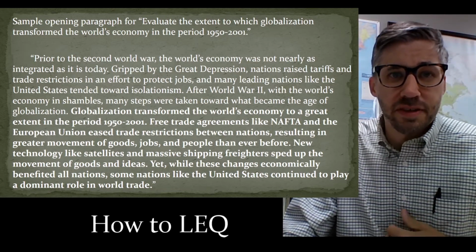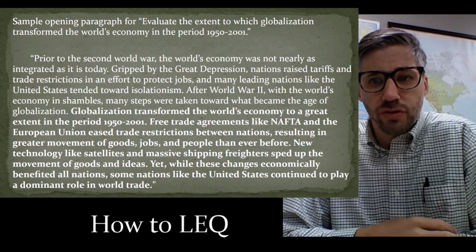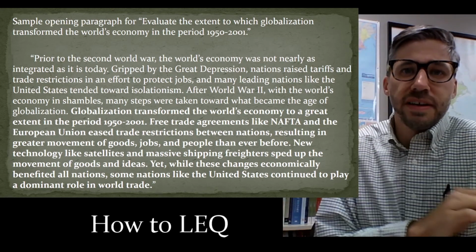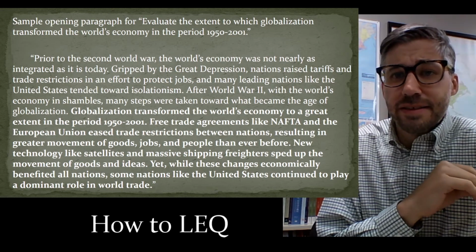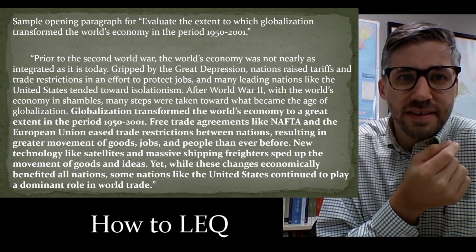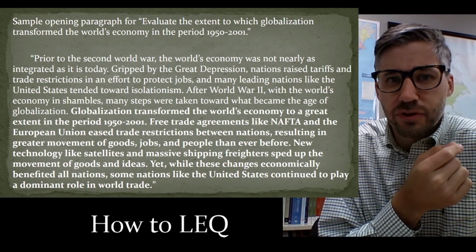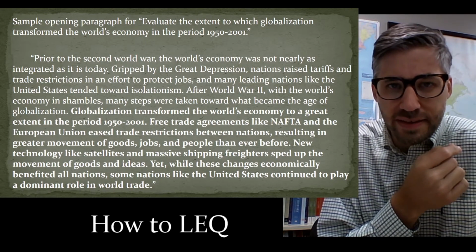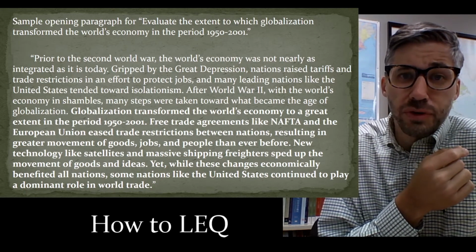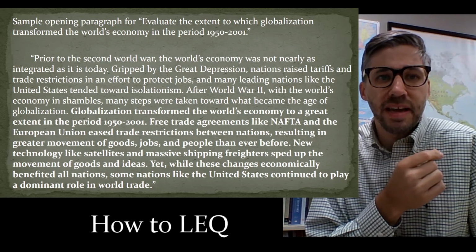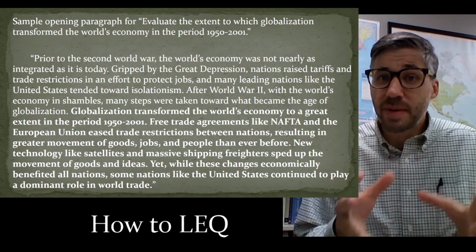Again, the prompt is: evaluate the extent to which globalization transformed the world's economy. Prior to the Second World War, the world's economy was not nearly as integrated as it is today. Gripped by the Great Depression, nations raised tariffs and trade restrictions in an effort to protect jobs, and many leading nations, like the United States, tended toward isolationism. After World War II, with the world's economy in shambles, many steps were taken toward what became the age of globalization.